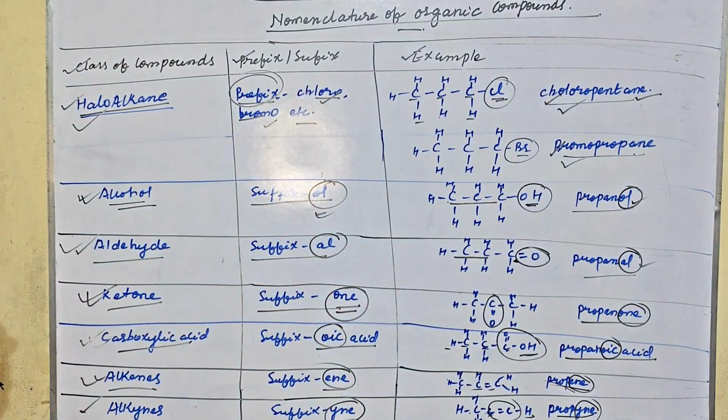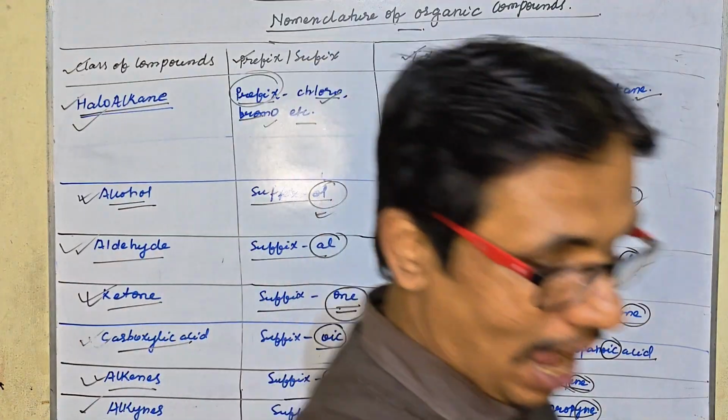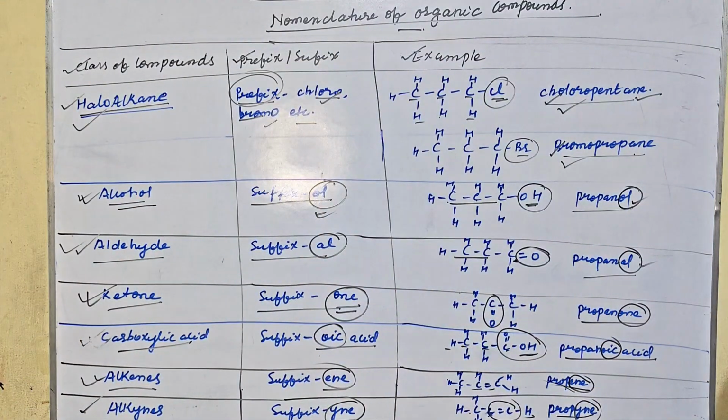So this is all about the nomenclature of organic compounds. I have already completed 70% of the organic compounds syllabus according to the NCERT. The next topic remaining is the chemical properties of carbon compounds, and some important carbon compounds, ethanol and ethanoic acid. After that, the chapter is going to be completed.